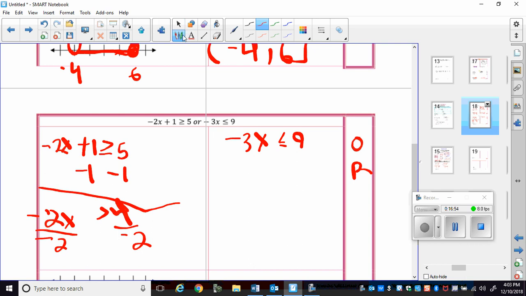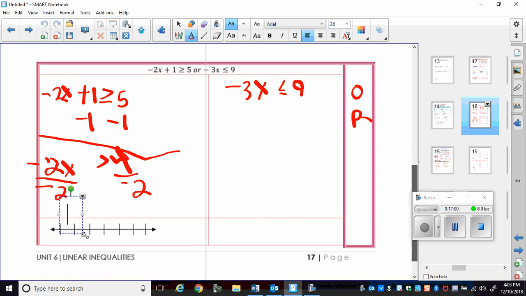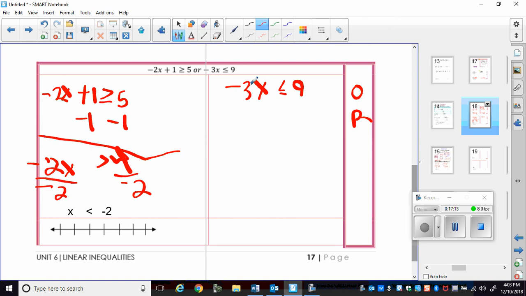What I end up with, I'm just going to type it out here so it's easier to read and see: x is, it flips over, less than negative 2. That's my left-hand side. On the right, I'm dividing by a negative number, so we're going to have to be careful here. Read the statements and graph each individual statement. This becomes x is greater than, it flips over because of that negative 3 being divided, negative 3.